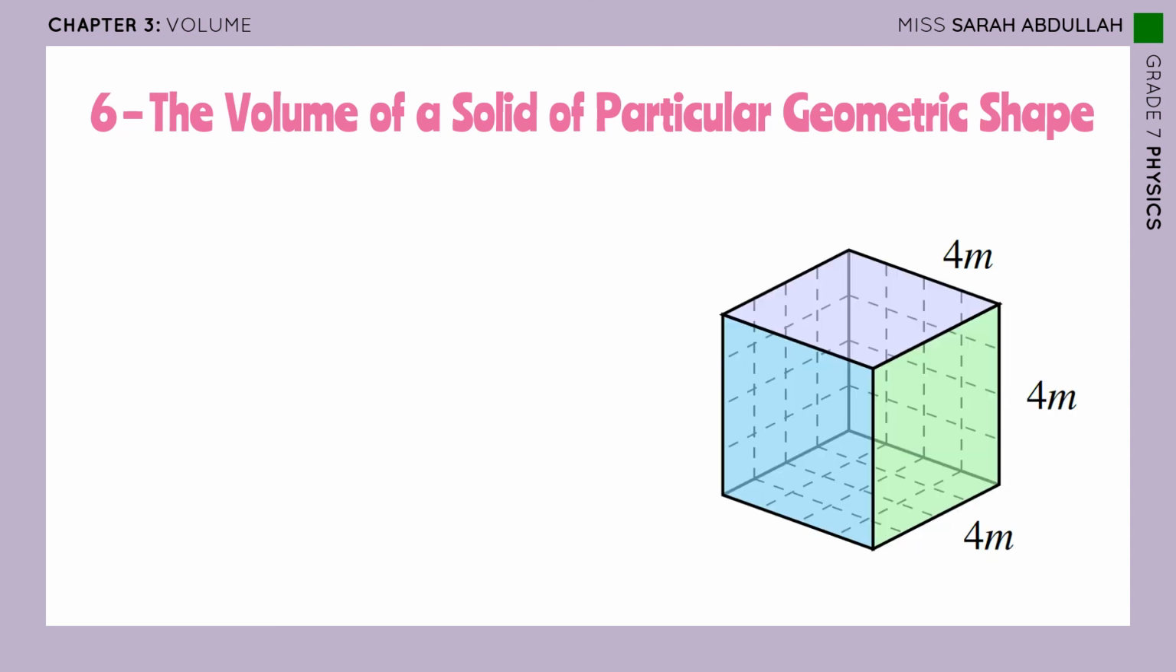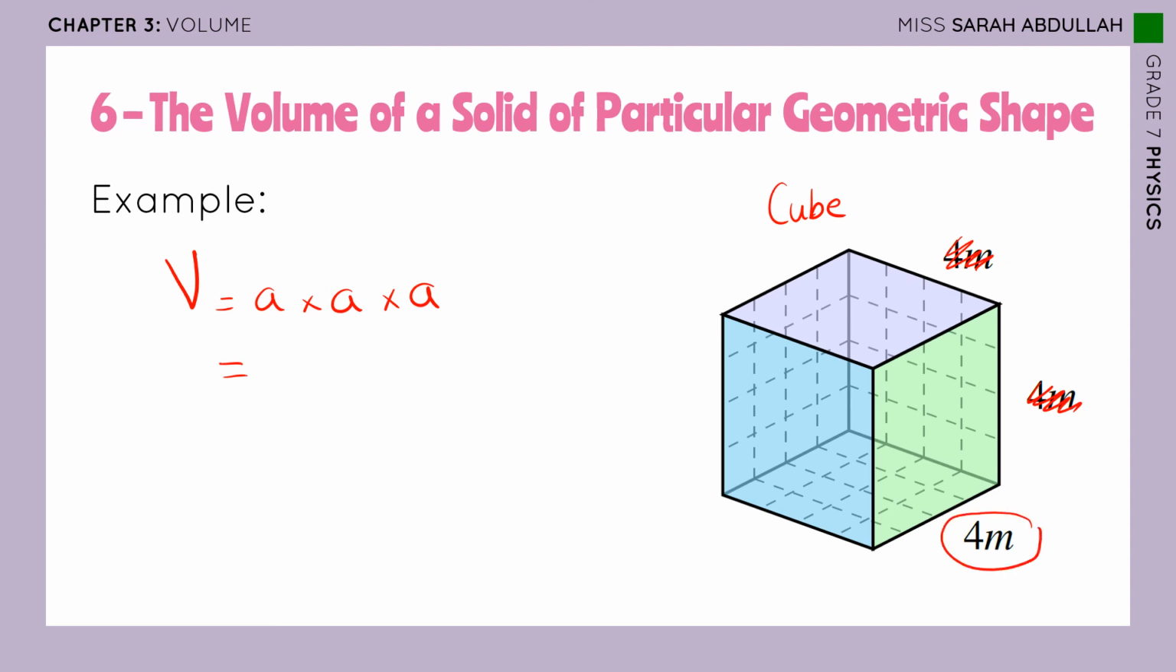Let's have this example. To find the volume of this cube, the formula is A times A times A. What is the side of the cube? Guys, you know that there is no need for them to give me the other two sides. As long as they say this is a cube, they only need to give me one side, and I know that this is A, and I can use it to find the volume. So it's 4 meters times 4 meters times 4 meters. The answer is 64, and the unit is meter cube or cubic meter.